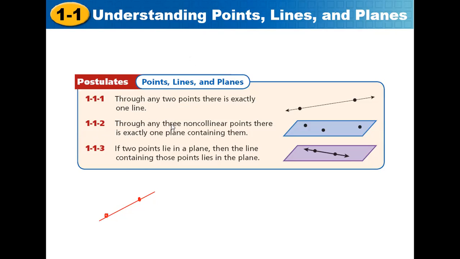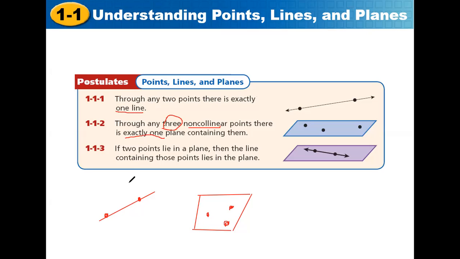Second postulate. Through any 3 non-collinear points, there is exactly 1 plane containing them. I have 3 non-collinear points. There is exactly 1 plane containing them. So if I want to draw a plane to contain them, it is like this, and like this. Okay, then once you have 3 non-collinear points, they are not on the same line. So we have exactly 1 plane. And through any 2 points, there is exactly only 1 line.